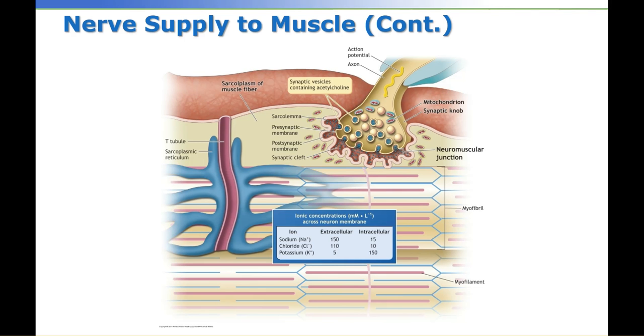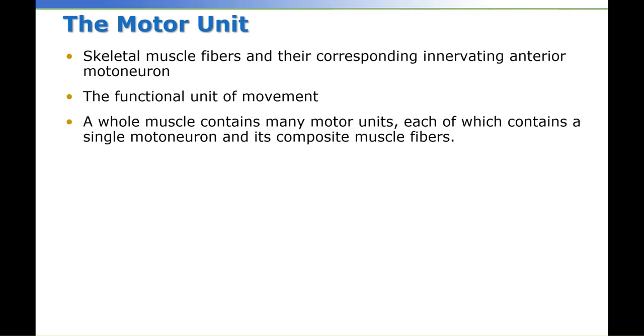So basically, this is the microanatomy of the neuromuscular junction, including details of presynaptic, postsynaptic contact, the area between the motor neuron and the muscle fiber it innervates. The inset table shows a representative value for ionic concentrations across the motor neuron membrane. Synaptic vesicles release acetylcholine, and that enables the ability for the muscle to twitch or move.